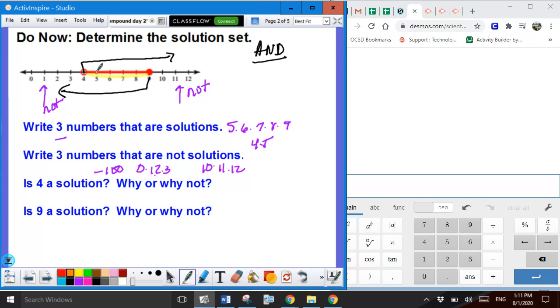So is 4 a solution? Hopefully you said no, because that's an open circle. Okay, that's an open circle. And 9 is a yes because it is a closed circle. Okay, that is a closed circle.